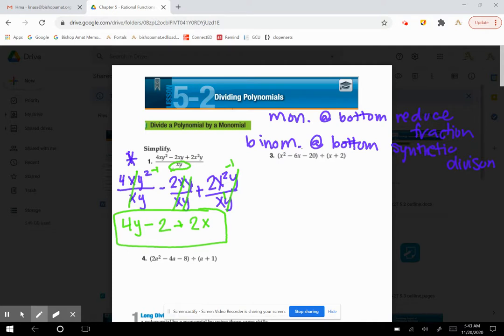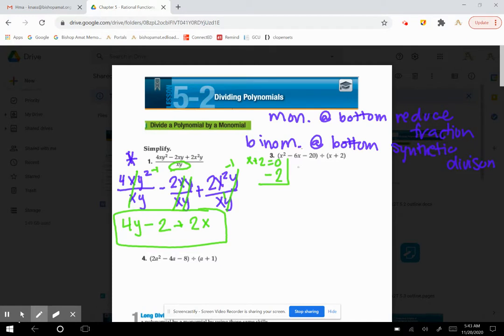Now let's look at number 3. Number 3, we have a binomial. So we have to do what's called synthetic division. So first things first, we're going to create like a little box right here. And you're going to put x plus 2 equals 0. You're going to solve to get negative 2. Then what you're going to do is you're going to write the coefficients down of the equation on top.